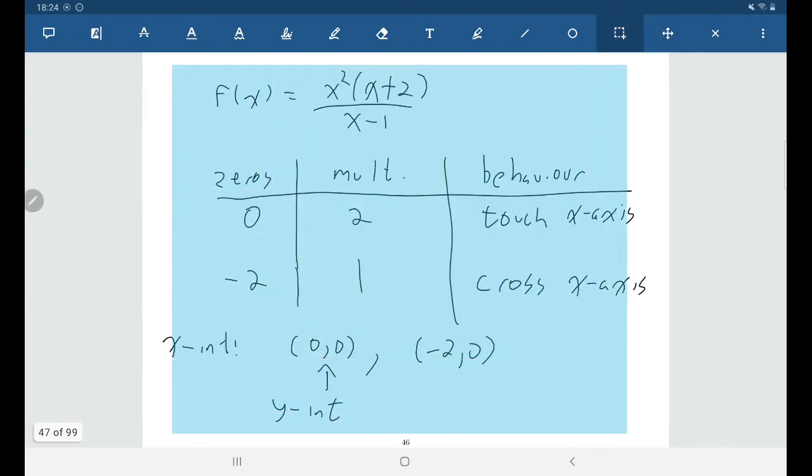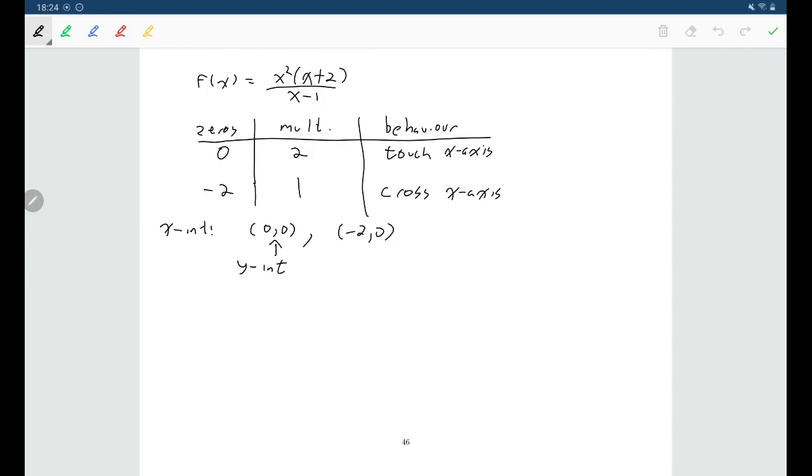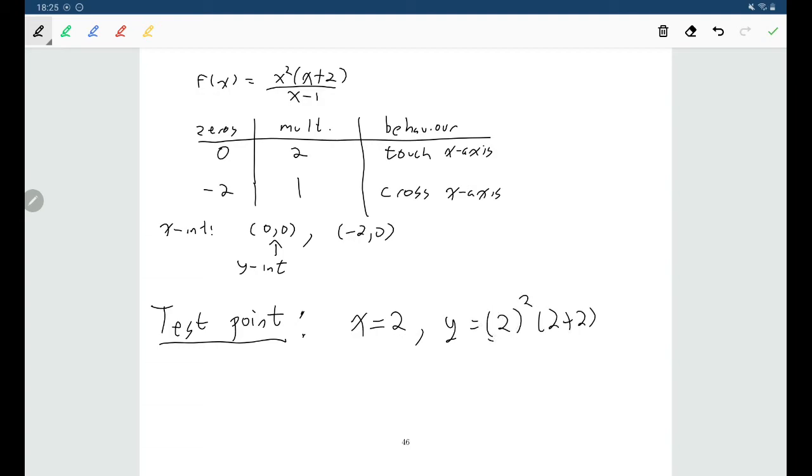Once I have that, I'll use it to find out what the y value should be, and then I will plot that point. And I'll be able to figure out my graph from that point onward. So I'm going to select a point of x being 2, because that's in the area that I'm interested in. And so the y value there would be 2 squared, 2 plus 2 over 2 minus 1, putting that 2 into our function to find out what the y value should be. And this turns out to be 16. So the point (2, 16) should be on our graph.